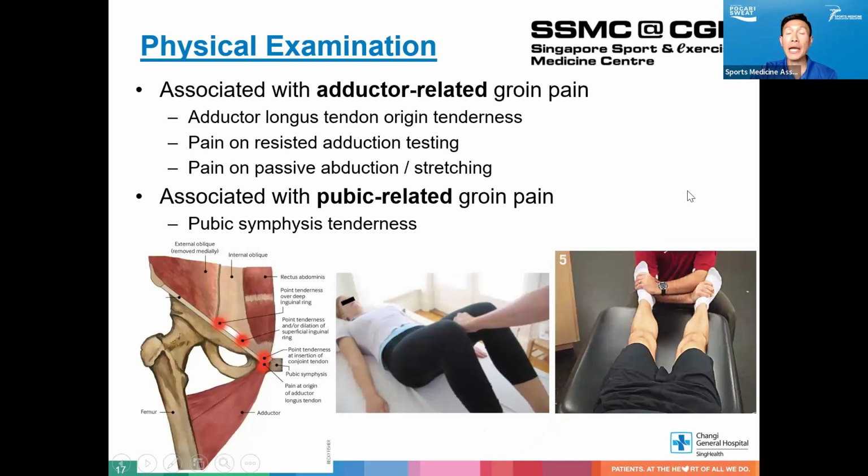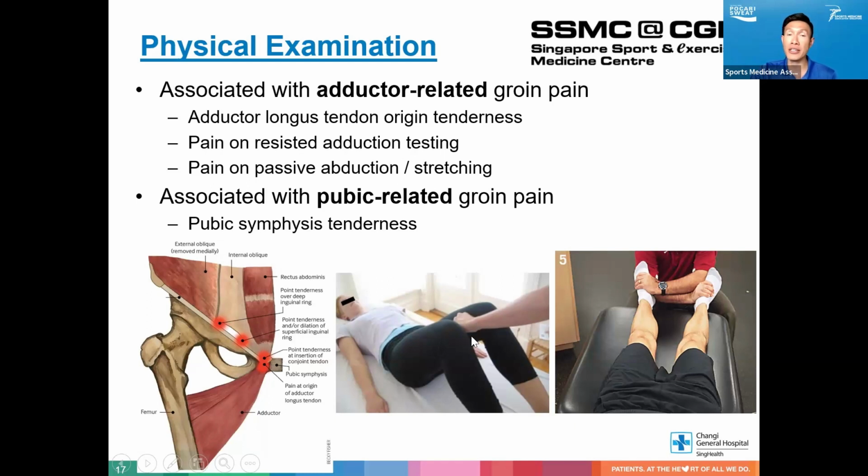Because it can coexist with osteitis pubis as well as adductor tendinopathy or adductor tendon strain, we want to do tests specific for those conditions as well. So we talked about tenderness over this region, and tenderness over the adductor longus tendon origin, and pain on resisted adduction testing. So we have this thing called the adductor squeeze test.